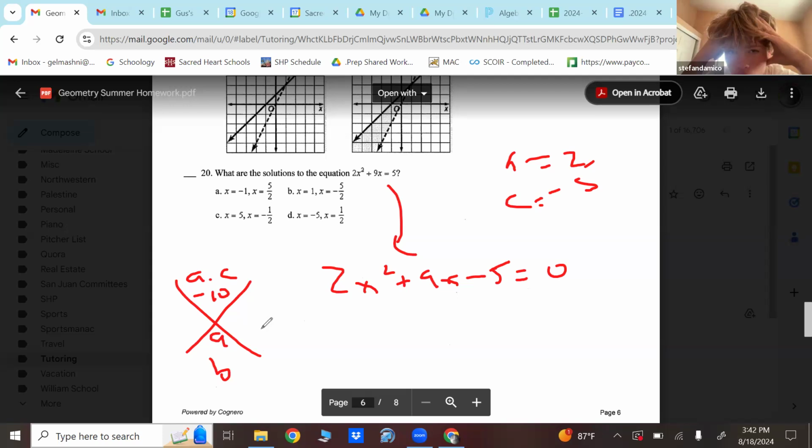What two numbers do that? 10 and -1. Right, right.